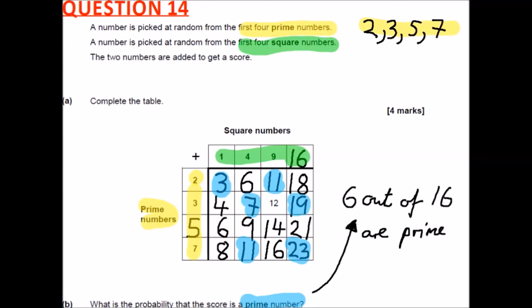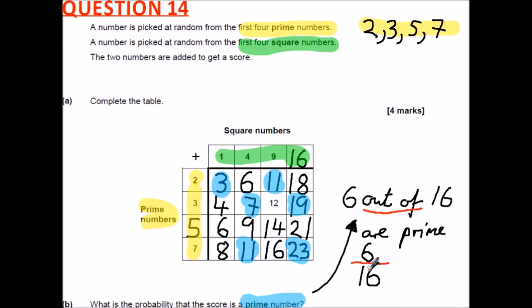Now, just looking at the language of that, 6 out of 16 are prime. That will help me put it into a fraction. Whatever comes after the "of" is a pretty sure guess what's going to go on the bottom of the fraction. So 6 on top, out of 16.